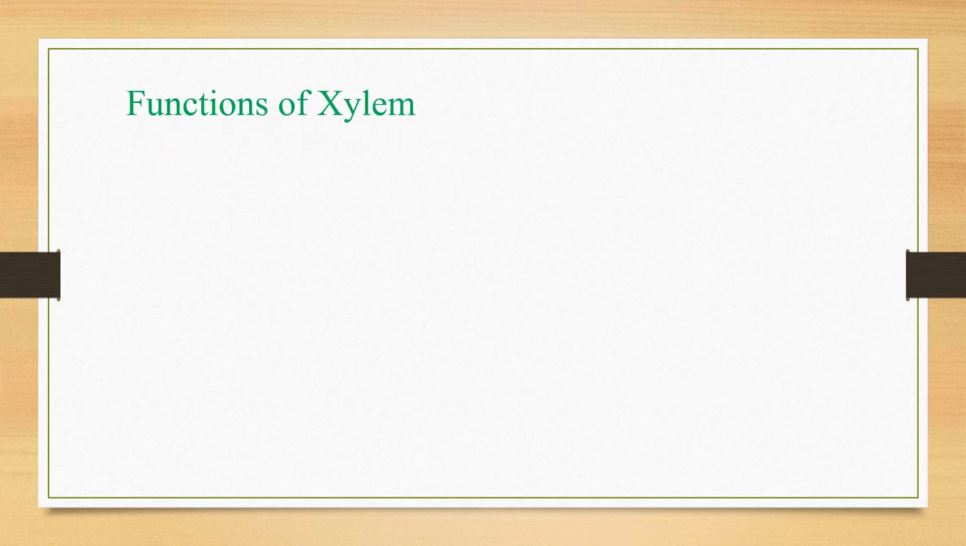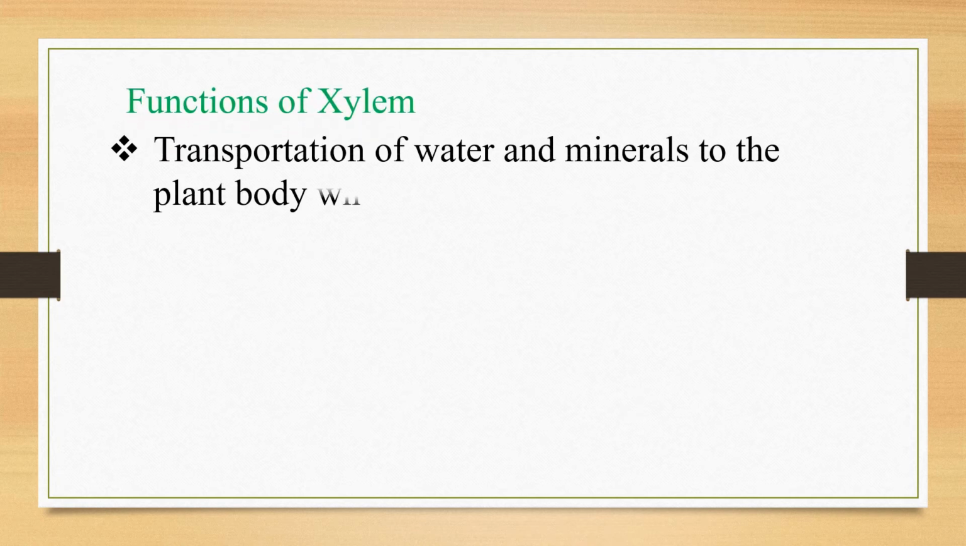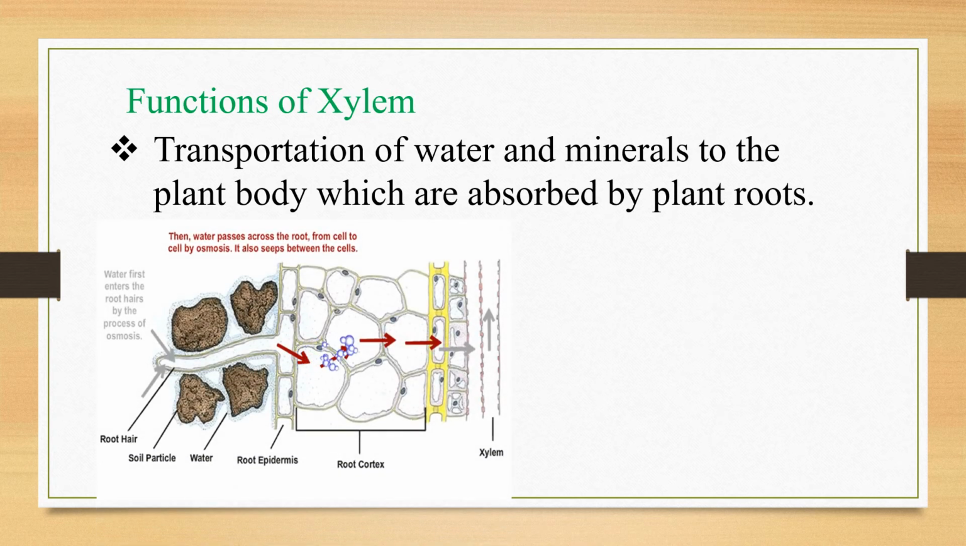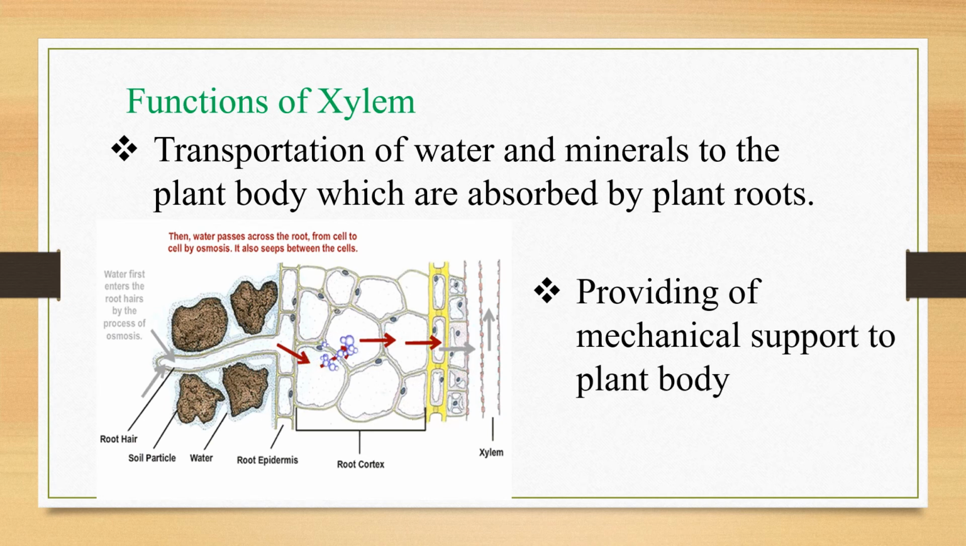Let's move to learn about the functions of the xylem. Transportation of water and minerals to the plant body which are absorbed by the plant roots is the main function of the xylem. In this picture you can observe the transportation of water. The plant roots absorb the water and it can be transported throughout the body by using the xylem tissue. Next function is providing mechanical support to the plant body.